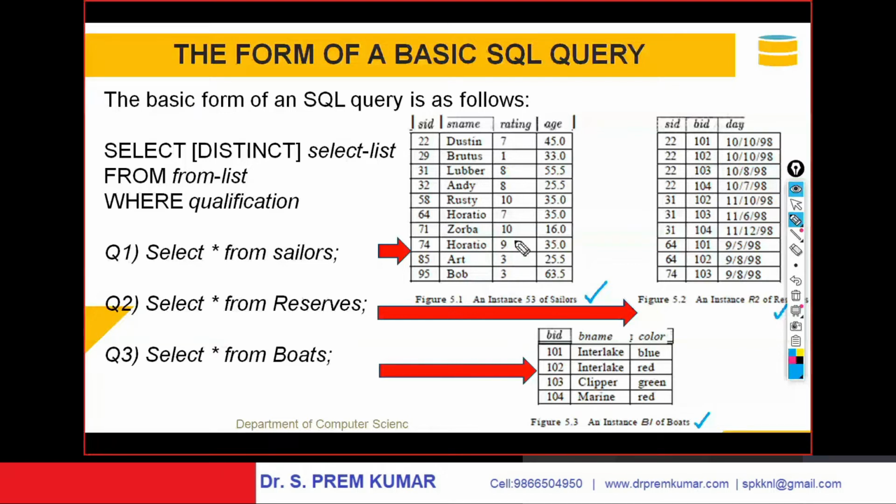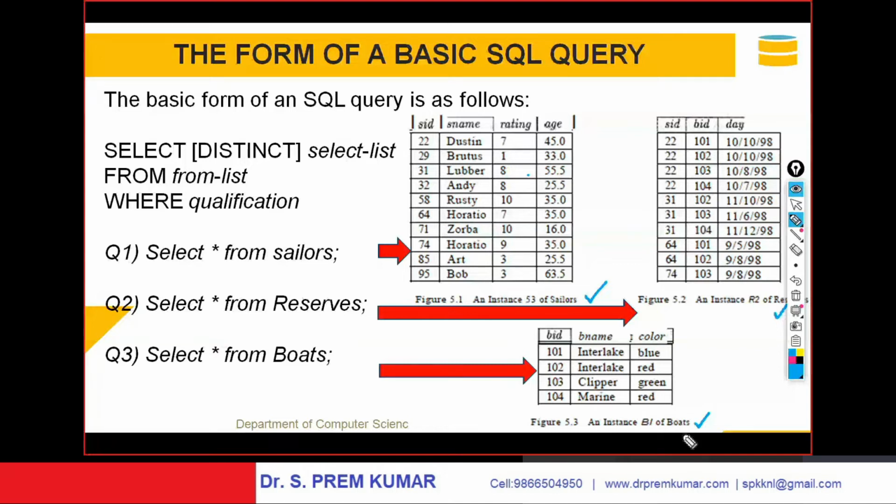Similarly, I want to see the reservations. These sailors have reserved some boats. For example, 22 is a sailor ID. He reserved boat number 101 on such and such a date. So this is the reservation table. I want to see the complete details of this table, so I say select asterisk, meaning all columns, from reserves. From reserves, you will get the complete data of this table.